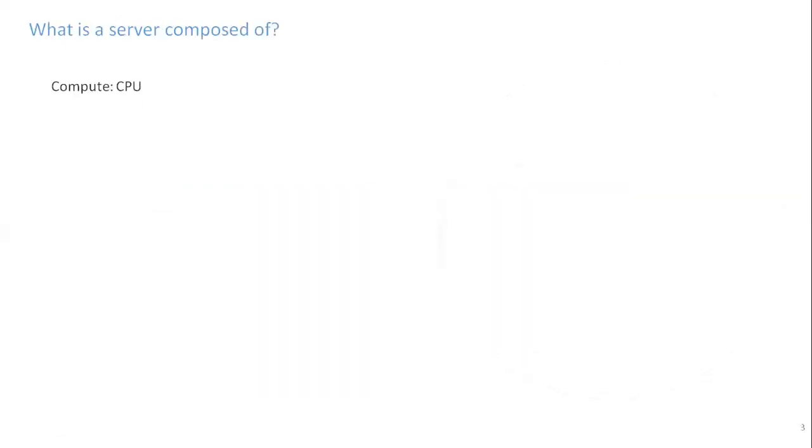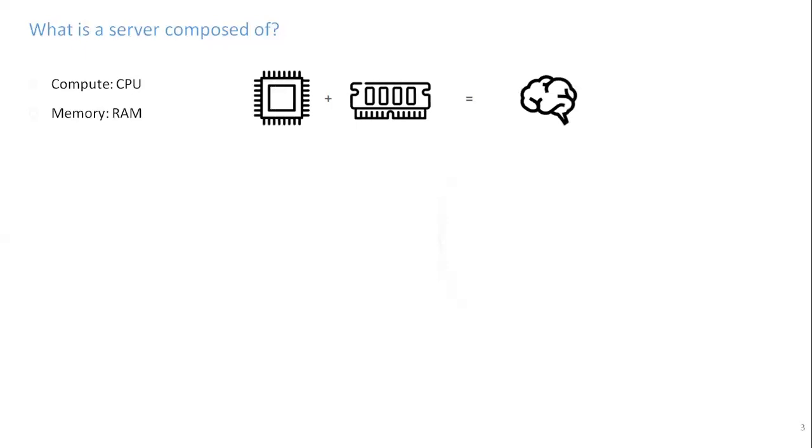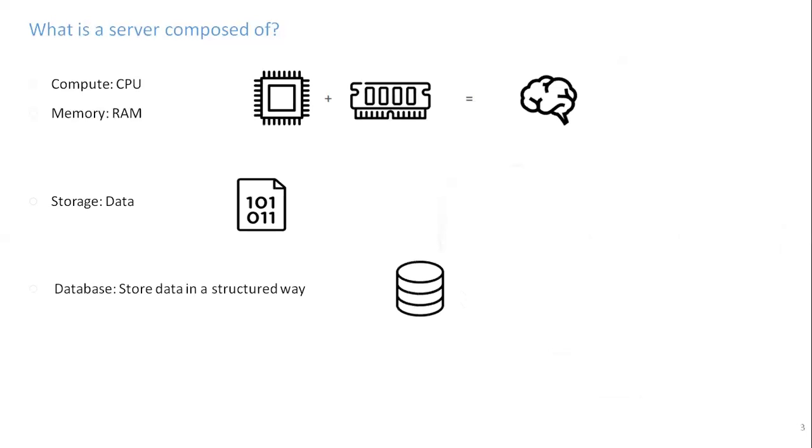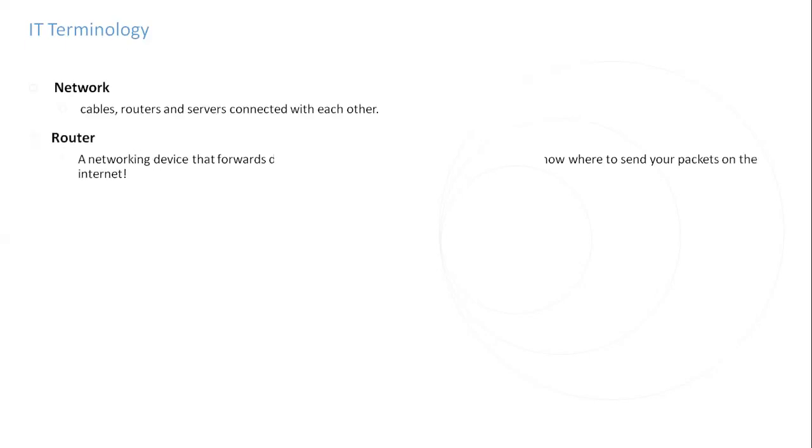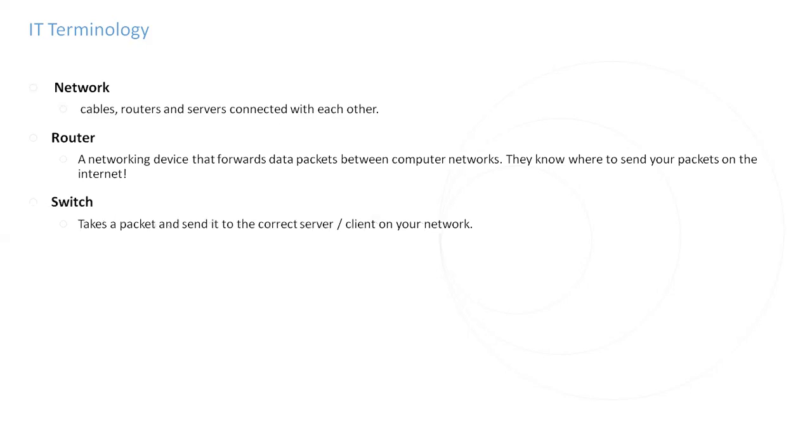So what is a server composed of? A server is composed of compute, memory, storage where you store the data, database, and network, like router, switch, DNS server. All these things are required. In IT terminology, what is a network? A network is nothing but cables, routers, and servers that are connected with each other. A router is a networking device that forwards data packets between computer networks. And you require switches that take a packet and send it to the correct server.